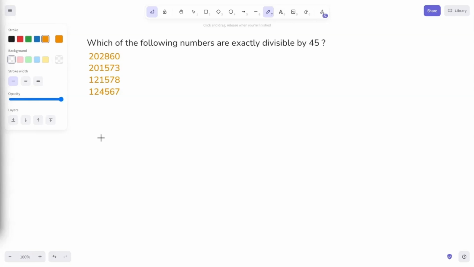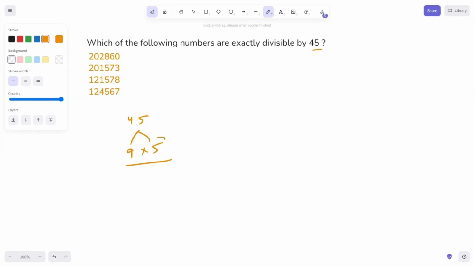So let's see the question: which of the following numbers is exactly divisible by 45? Basically the question is saying that we have to select a number which is divisible by 45. In the examination hall, if we check all the numbers one by one and divide by 45, it will take a lot of time. So the simple trick is, if a number is divisible by 45, it will also be divisible by its factors. So if a number is divisible by both these numbers, it means that particular number is divisible by 45.